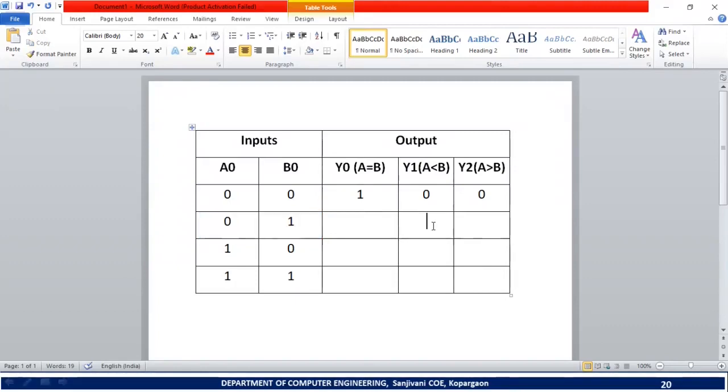So that's why this Y1 should be 1. Remaining two outputs should be 0 0. Why? Because this Y1 corresponds to which case? B is greater than A. So in this case, is B greater than A? Yes. Then consider the next row.